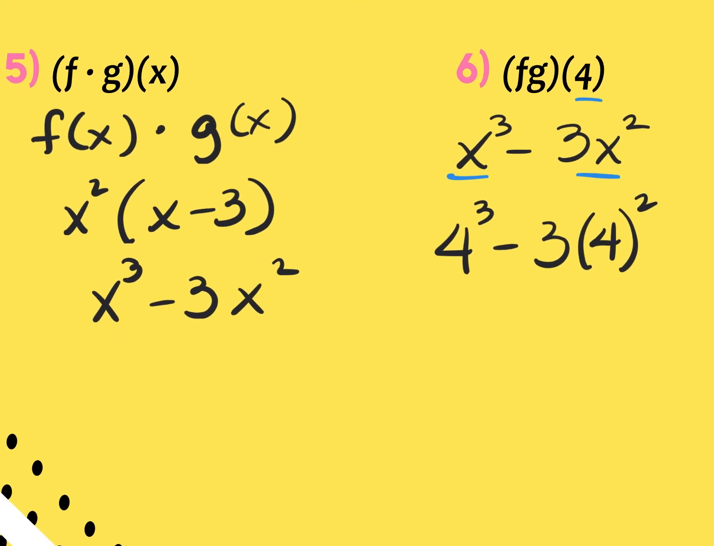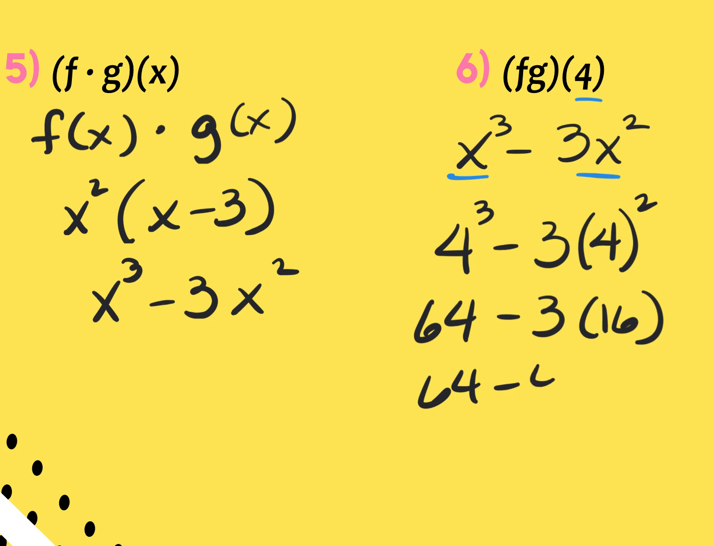So 4 to the 3rd power gives me 64. And then I'm going to evaluate 4 squared first, get 16. Then I'll multiply, and then I'll subtract. So try to do it in a nice, organized fashion. You don't want to try to skip any steps and try to rush through it. You tend to make simple, careless mistakes.